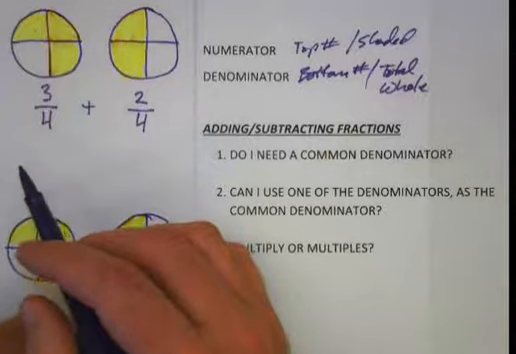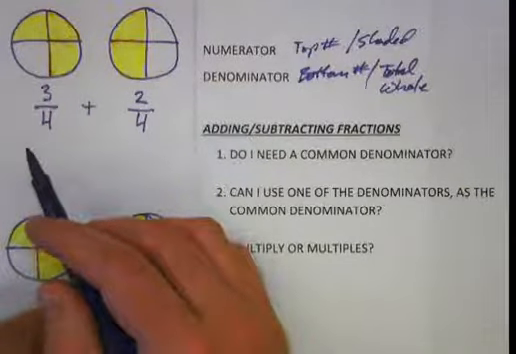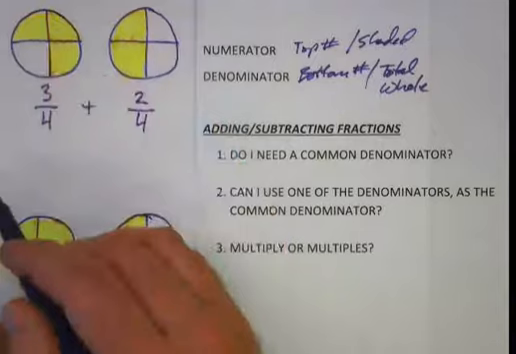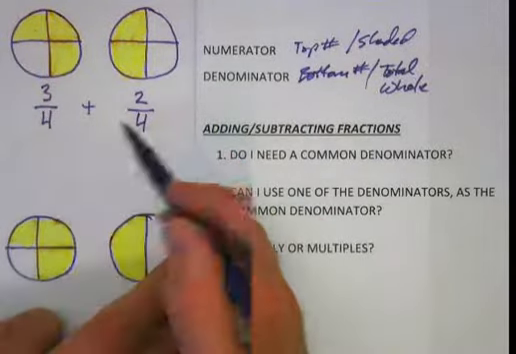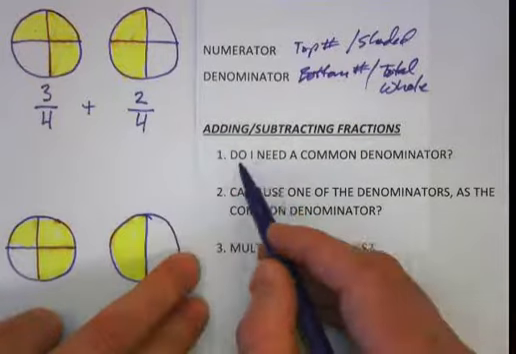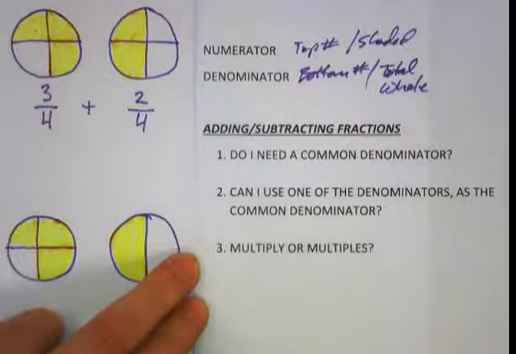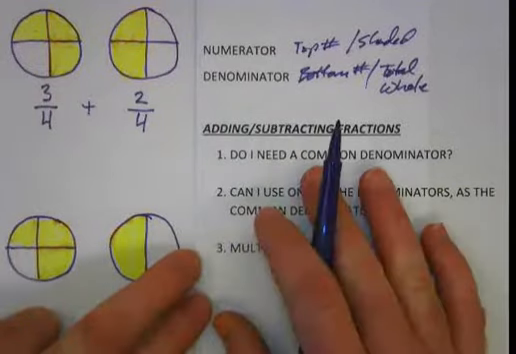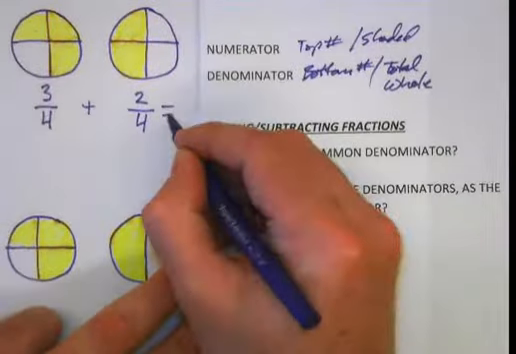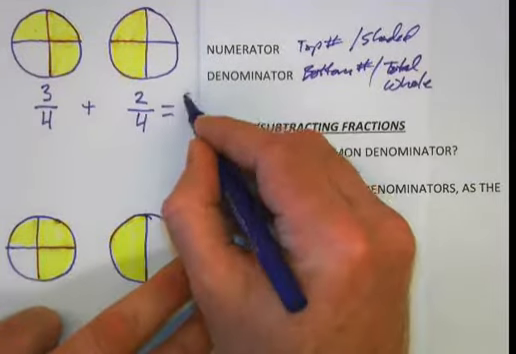We need to ask ourselves, do we need a common denominator? They look like they're the same size, so we look at our denominator. Our denominator says there are 4 pieces in a whole, 4 pieces in a whole. Do I need a common denominator? The answer is, I already have a common denominator. So I can go ahead and just add my pieces. 3 plus 2 is 5.